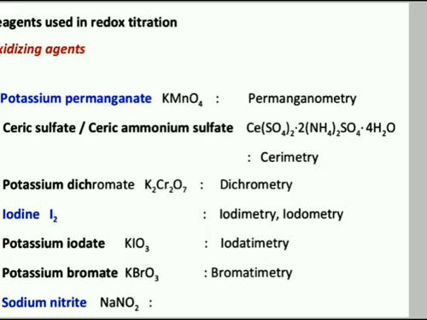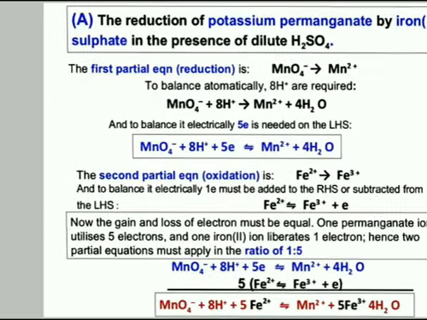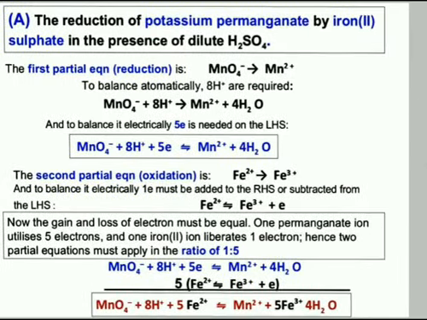But in our syllabus we have only permanganometry, iodimetry, and iodometry. Now we shall take an example for permanganometry. Here I have given an example for permanganometry, that is the reduction of potassium permanganate by iron(II) sulfate in the presence of dilute sulfuric acid. Here two reactions take place during redox titrations. One is oxidation, another one is reduction.